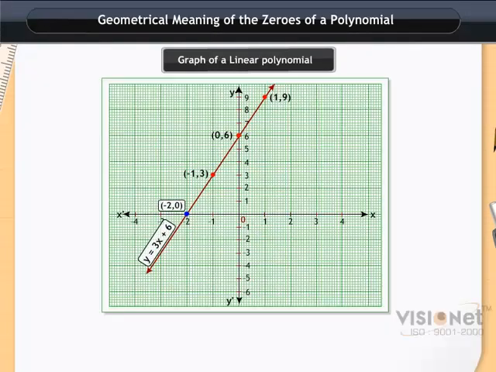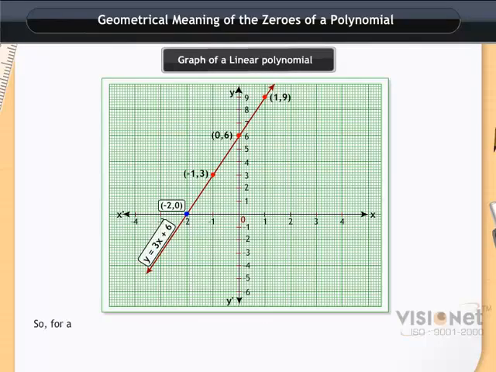From the graph, we can see that y is equal to 3x plus 6 intersects the x-axis at -2, 0. If 3x plus 6 is equal to 0, then it gives x is equal to -2. That means the zero of the polynomial 3x plus 6 is -2. So, the x coordinate of the point where the line intersects the x-axis is also -2. Hence, the zero of the polynomial is the x coordinate of the point where the graph of y is equal to 3x plus 6 intersects the x-axis.